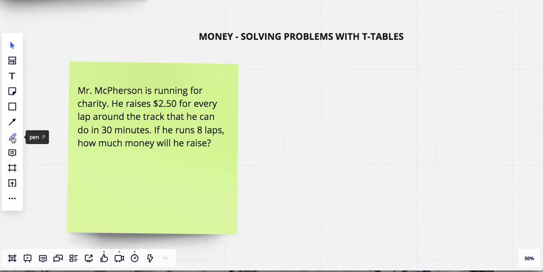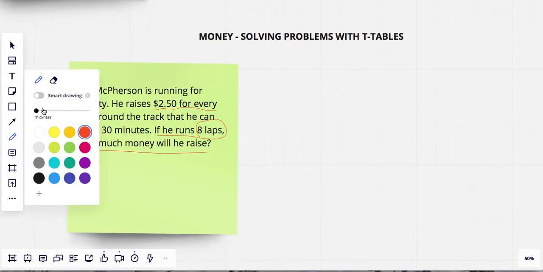So let's always start by trying to break down the problem so that we can understand it. This is going to be an important piece for us. For every lap, I raise $2.50, every lap that I can do in 30 minutes. If he runs 8 laps, that tells you how many laps I do in all. So there are two things we're tracking here: the number of laps that I run and the amount of money that I make during that time.